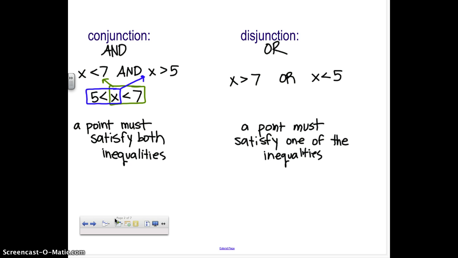Here 10 works. 10 is greater than 7. It doesn't have to be less than 5. It's an or. It doesn't have to do both. It has to do one or the other, but it definitely does not need to do both.